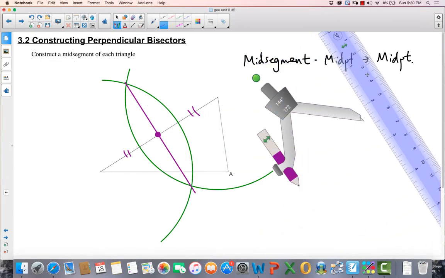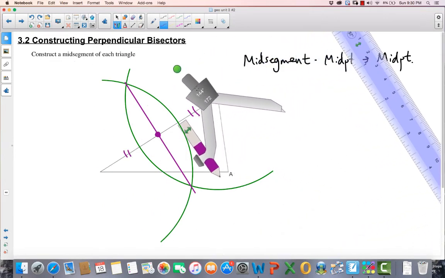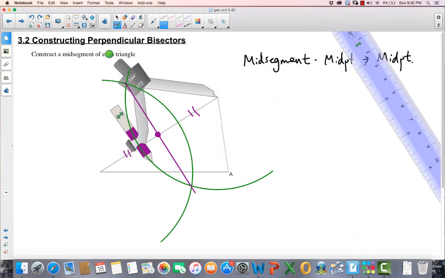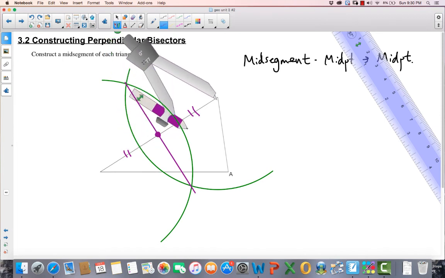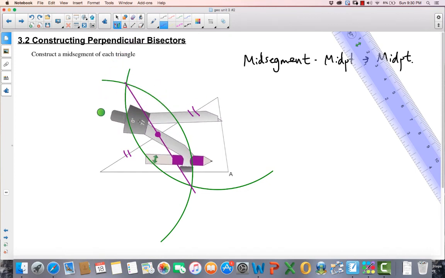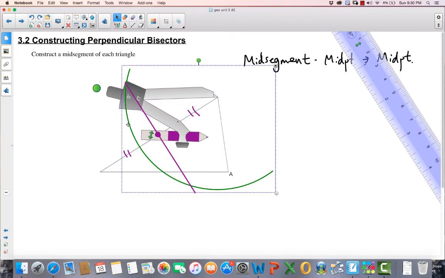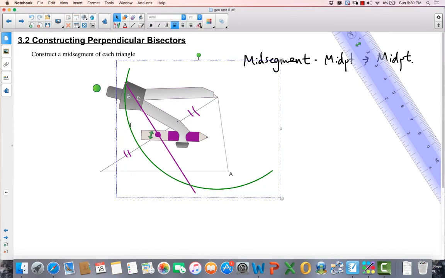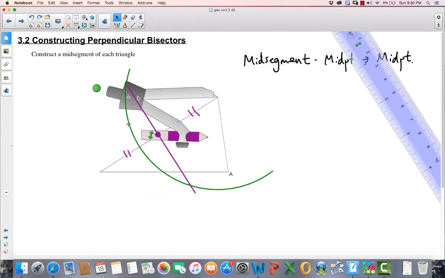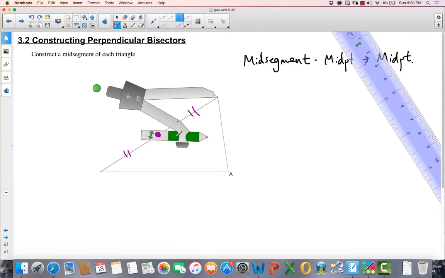Okay. Now we want to repeat this process, but on a second side. So maybe let's use this side here. Okay. I'll make this compass just a little bit smaller. I'm actually going to go ahead and cancel out some of these lines here. So we'll delete this out. Delete that out. Okay, and so now we're going to create this second perpendicular bisector.